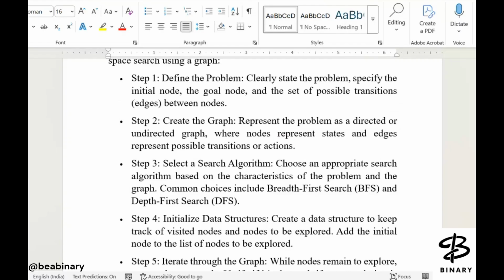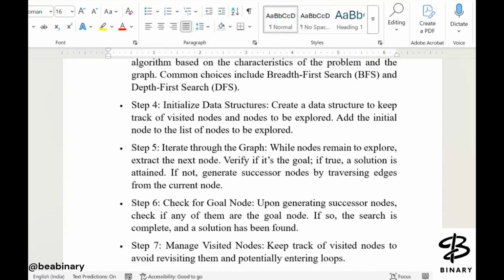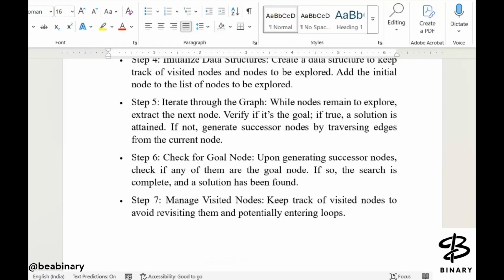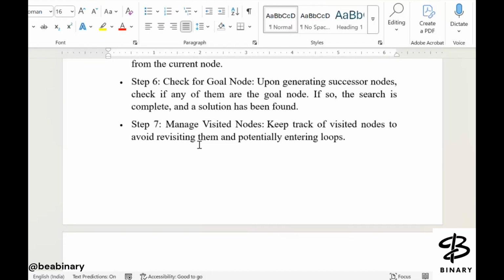Now in step 4, initialize the data structure. Now what is the data structure? Create a data structure to keep track of visited nodes and nodes to be explored, and add the initial node to the list of nodes to be explored. Then iterate through the graph. You have to perform iterations also. Verify whether the goal state has been obtained or not, right? Check for the goal node and then manage the visited nodes. Keep track of visited nodes to avoid revisiting them and potentially entering loops.